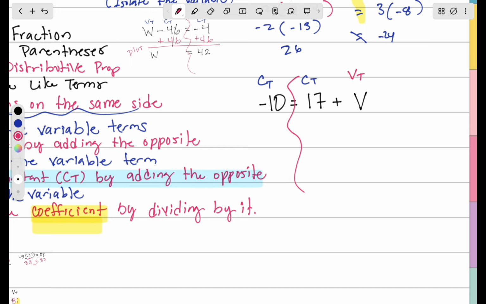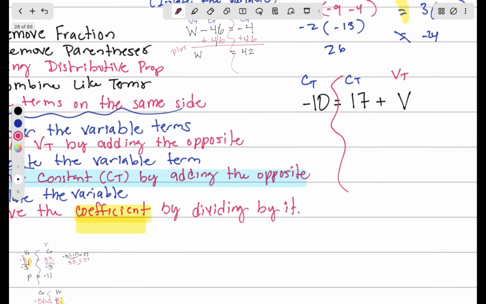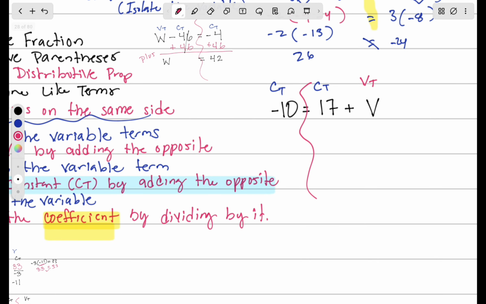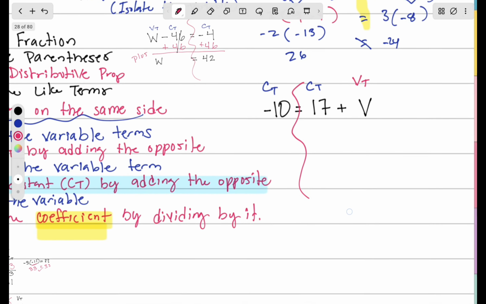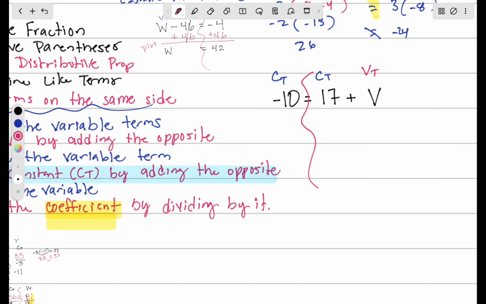We'll try something different. Now, rule 4. Rule 4 says gather the variable terms. Can you gather the variable terms on this one? No. I only have one variable term, so I can't gather nothing. Rule 5 says get the variable term by itself. Can we do that step? Who do we need to move then? There you go. And you only move the 17 by adding its opposite. So that's a positive 17, we need what? A negative 17. Whatever you do to one side, you do to the other side.